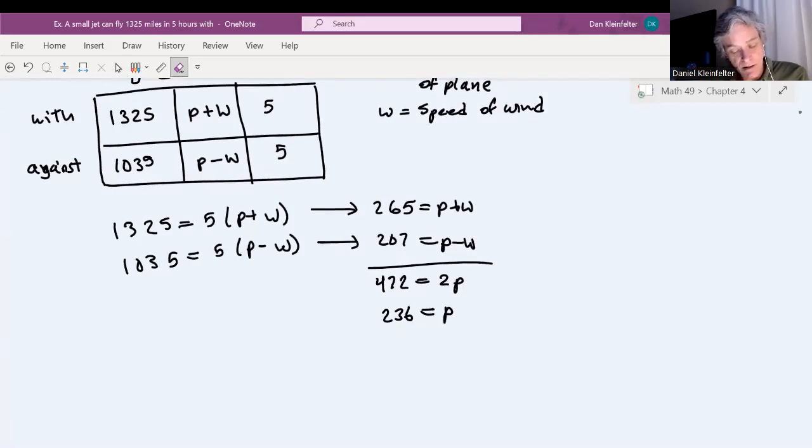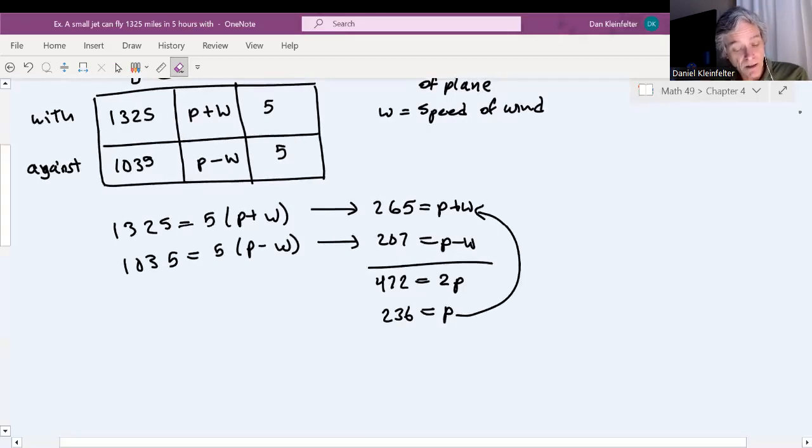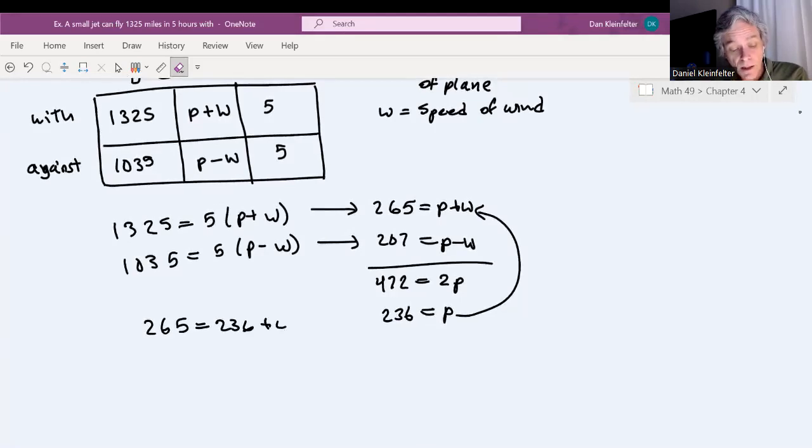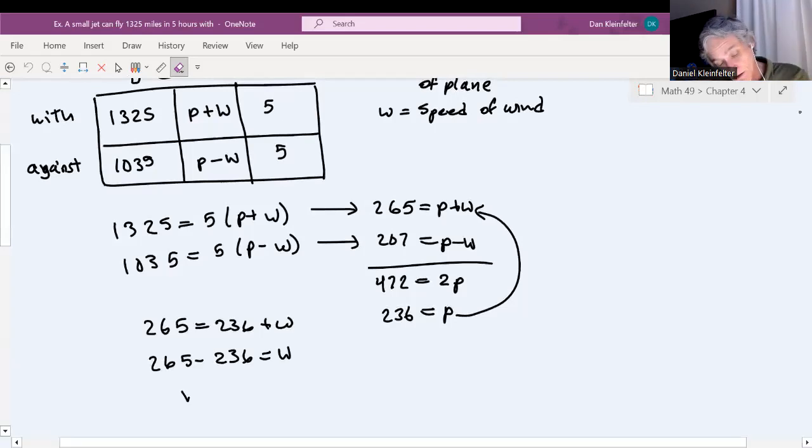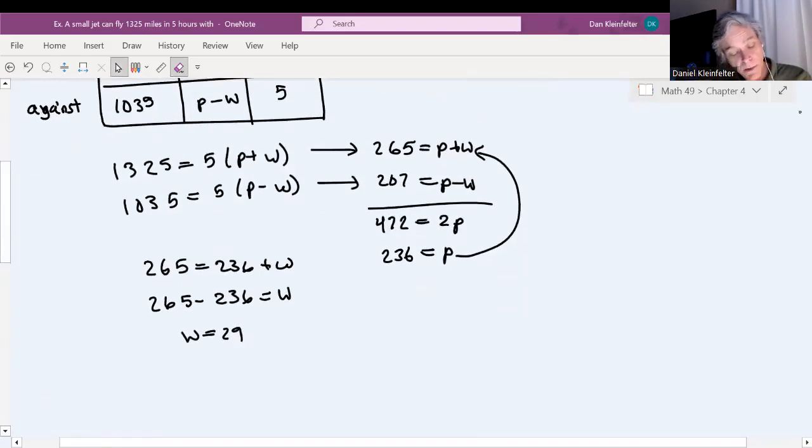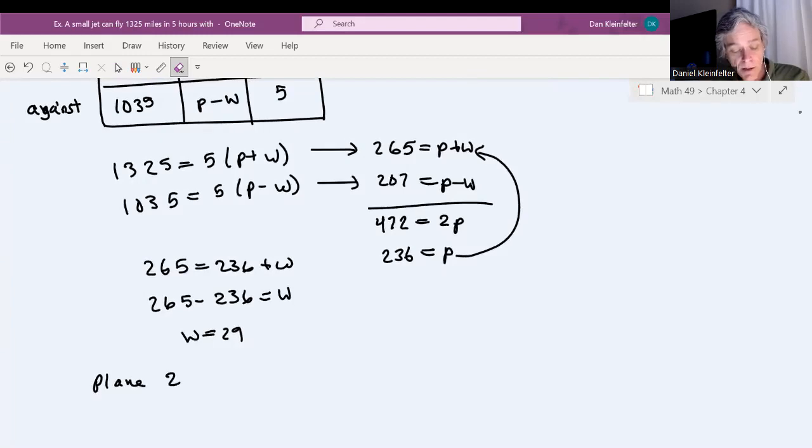Okay, once we've got that, we can substitute this into an earlier equation to get the speed of the wind. I'll go with that. 265 is p plus w. And so we can use that to help us solve for the speed of the wind. This looks like it's 29. Okay, so the plane is 236 miles per hour and the wind is 29 miles per hour.